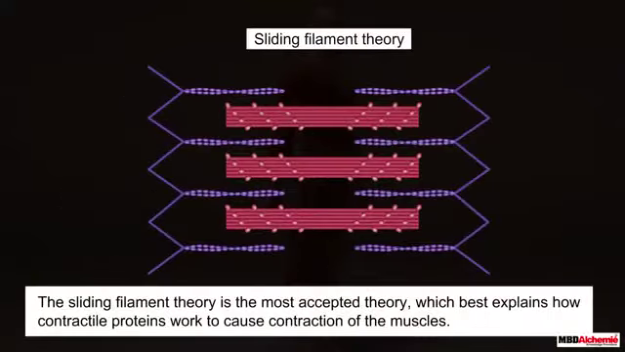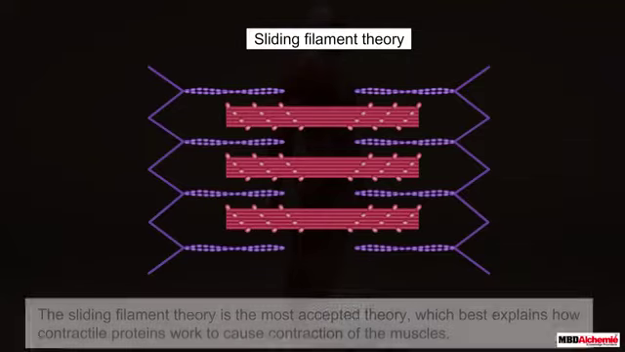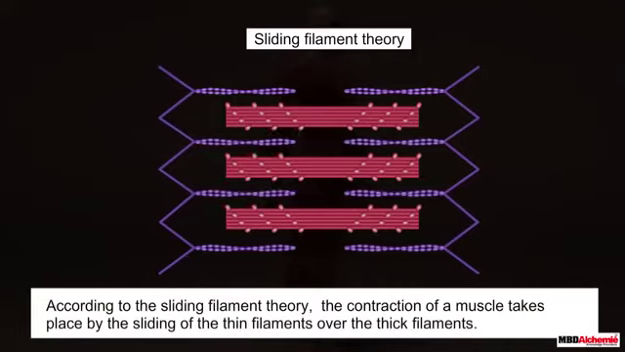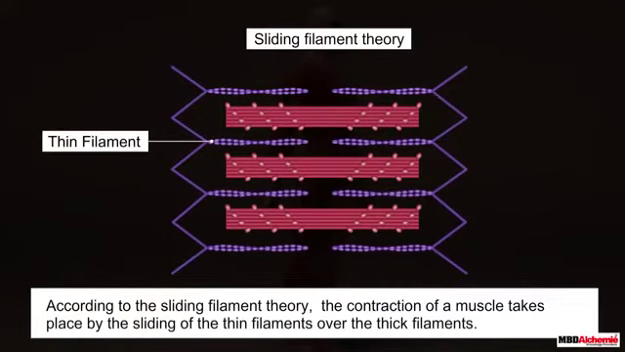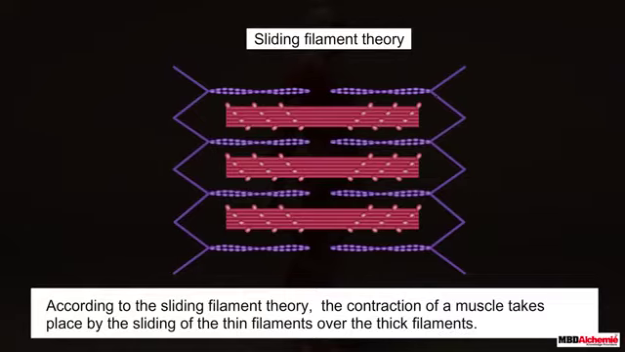The sliding filament theory is the most accepted theory which best explains how these proteins work to cause contraction of the muscles. The theory states that contraction of a muscle takes place by the sliding of the thin filaments over the thick filaments. Let us understand the steps given in the theory.